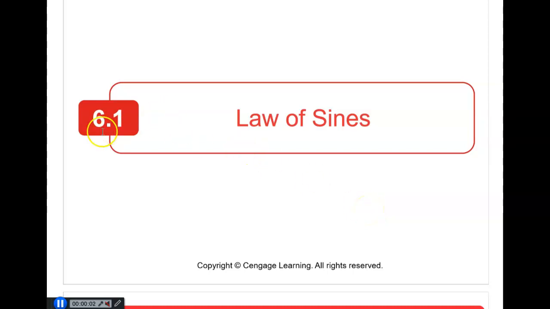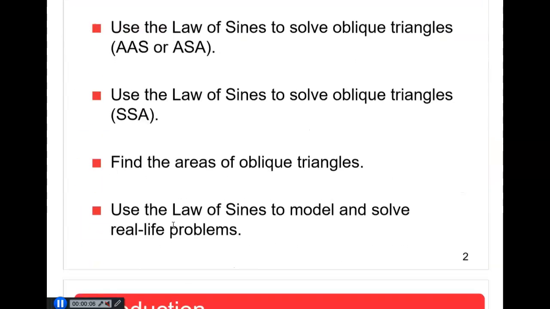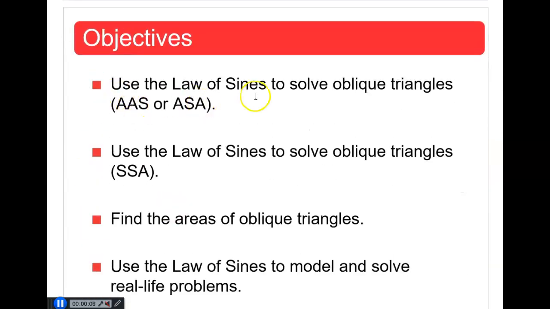This video will cover section 6.1, law of sines. The objectives will be to use the law of sines to solve oblique triangles. This means triangles other than right triangles. And here the letters A and S represent either an angle or a side.